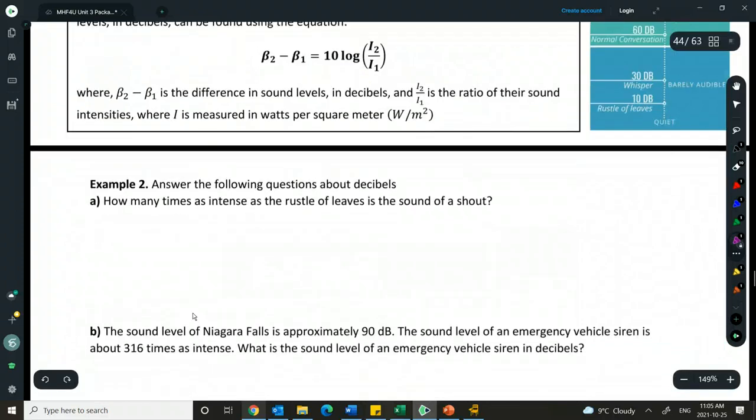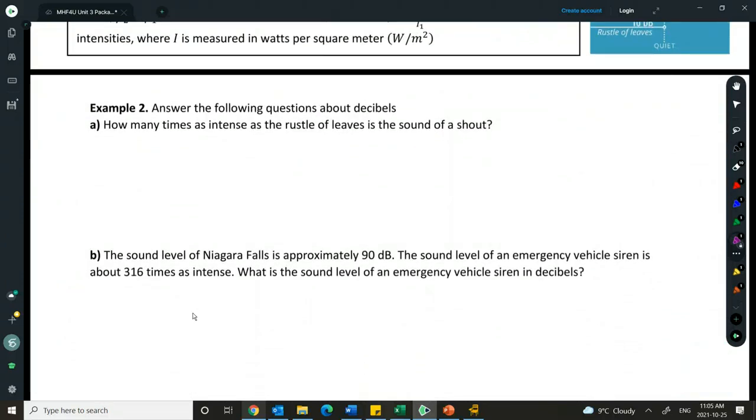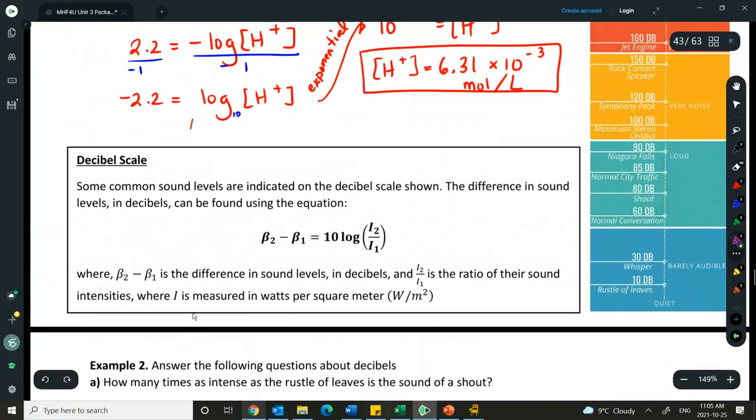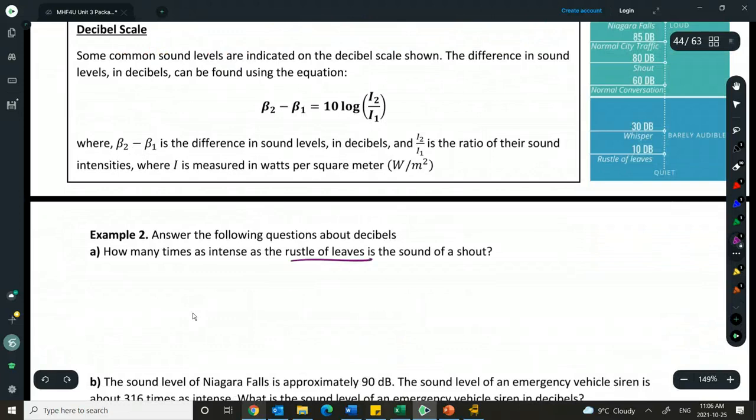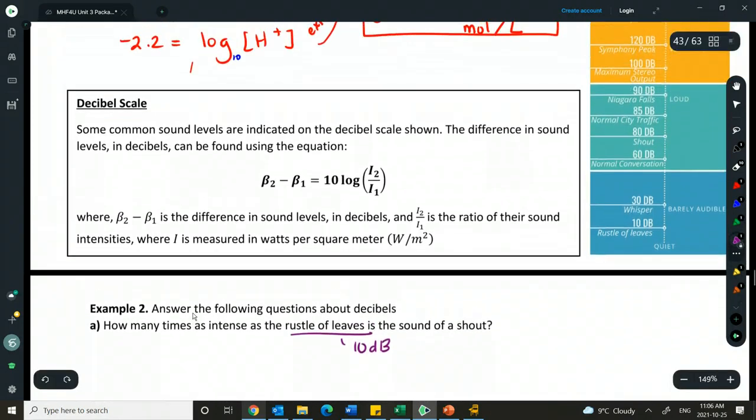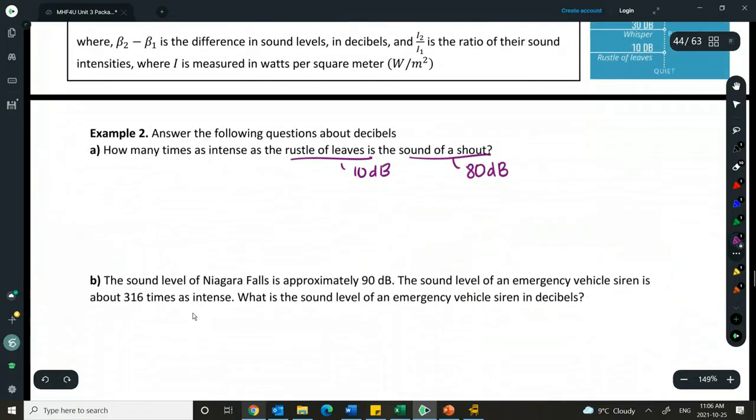So let's look at some examples for decibels. How many times as intense as the rustle of leaves is the sound of a shout? So we're going to refer to our chart over here. The rustle of leaves from our chart is 10 decibels. And the sound of a shout from our chart here is 80 decibels. And we are just going to isolate for the ratio of the intensities. So I'm not trying to solve for I1 or I2. I'm actually just trying to solve for the whole I1 over I2.